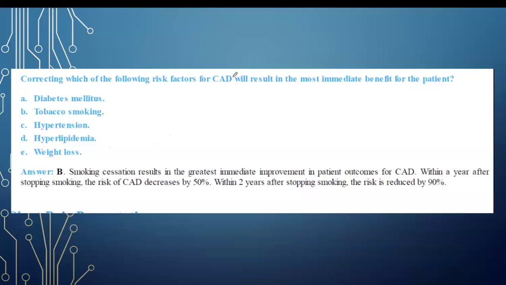Which of the following risk factors for coronary artery disease, when corrected, will result in the most immediate benefit for the patient? Although these questions are not pretty exciting, sometimes these questions come in the exam. So definitely, smoking cessation has the greatest immediate outcome in a patient with known coronary artery disease. So if you can stop smoking, you can reduce the risk of having a heart attack. Within 2 years after stopping smoking, the risk is reduced by 90%, which is huge, right?